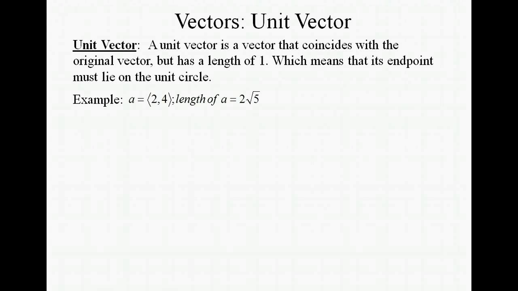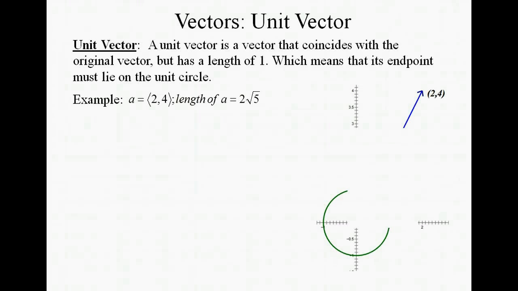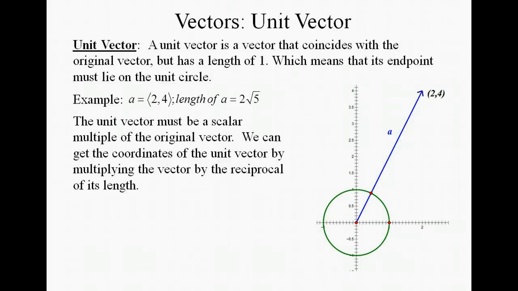Let's go back to the last example we were looking at. We have vector A that has a length of 2 square roots of 5. What we want to do is find the vector that has a length of 1 that coincides with vector A. So the best way to do that is to just multiply the coordinates of vector A by the reciprocal of its length. Or, in other words, divide the coordinates by 2 square roots of 5. And you're going to get a vector that has a length of 1.